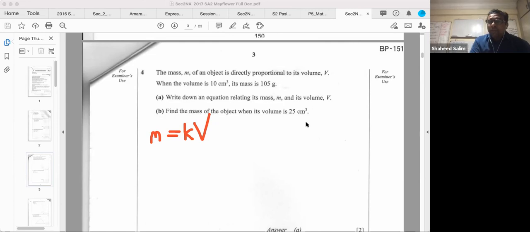How to find question B? You just substitute, and now you have your formula, right? Your formula is M equals 10.5V. What you want to find now? They give you the V. You can find M already. You substitute the V in.